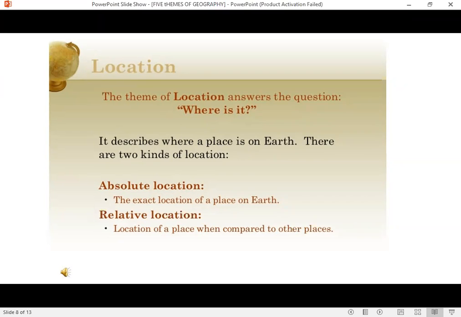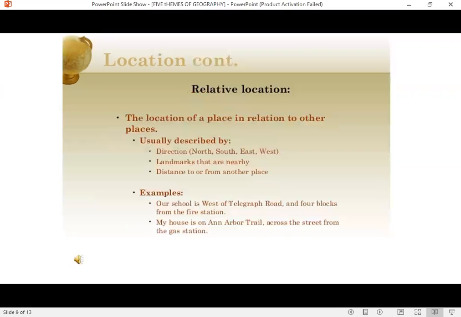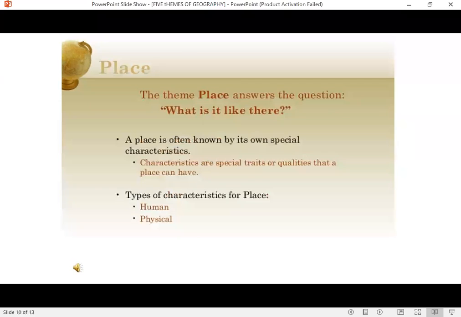Clear? Relative location: you will call me and tell me, go on this street, next to this street take the right turn, for example. Do you know this restaurant or pharmacy or school? It's on top of it, right next to it, or behind it. You will describe the location of your place compared to other places. Clear? So this is exactly what I said, but using other words and examples.